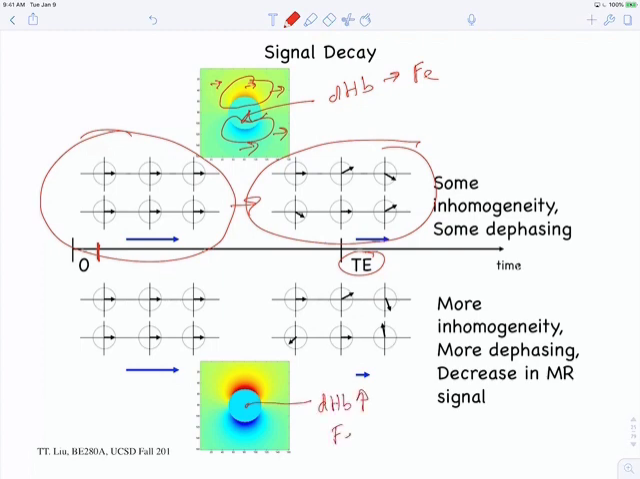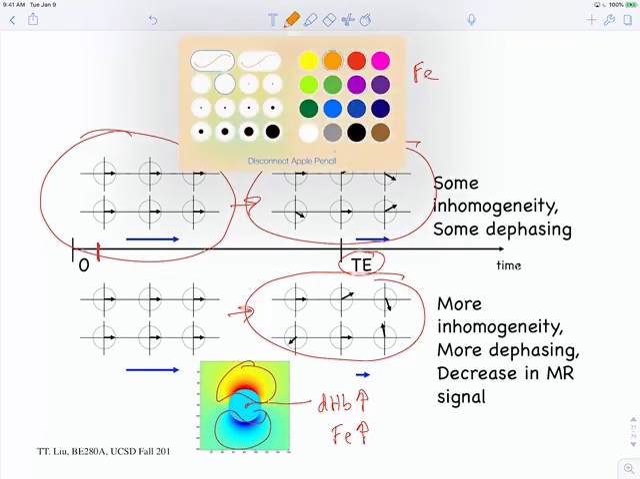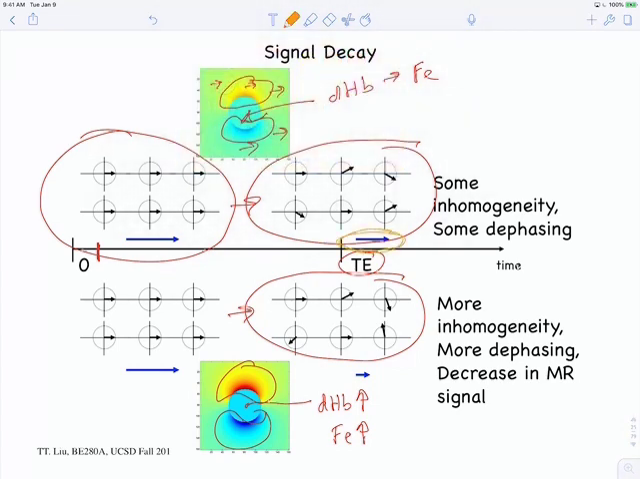So there's going to be more iron here, and so you can see there's a lot more dephasing, a lot more perturbation of the field. Therefore, when I wait the same echo time, you see on the bottom there's a lot more dephasing going on. And so I look at the vector sum here on top. This is the length of the vector I get, and here it's much shorter.